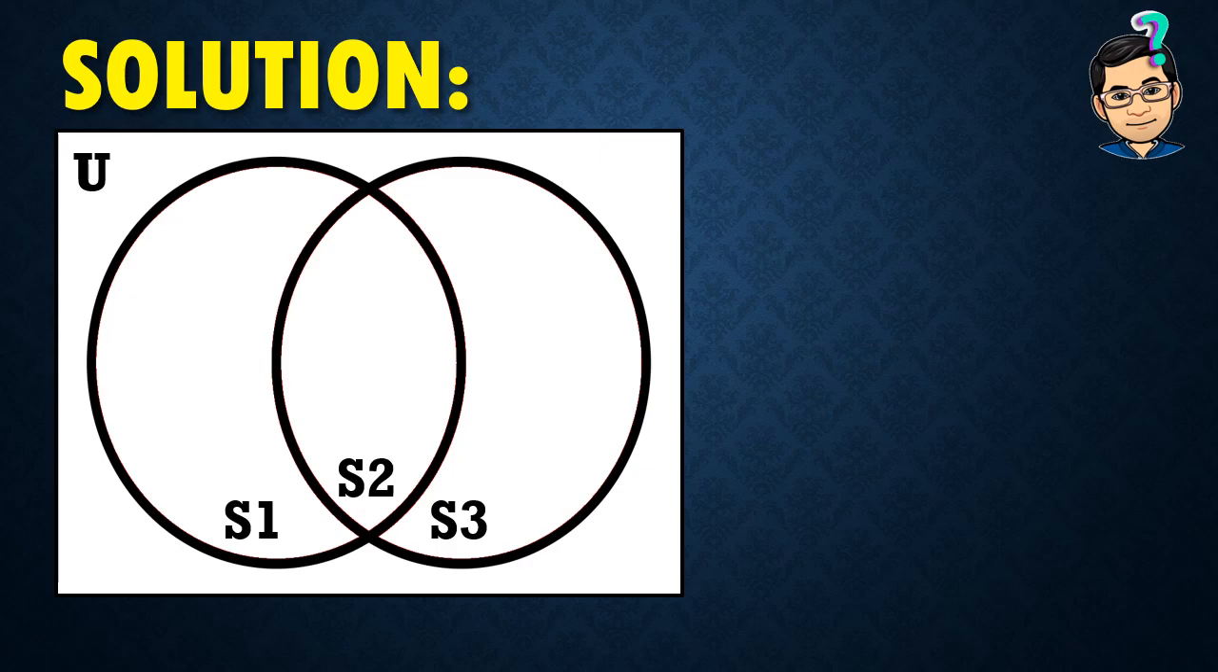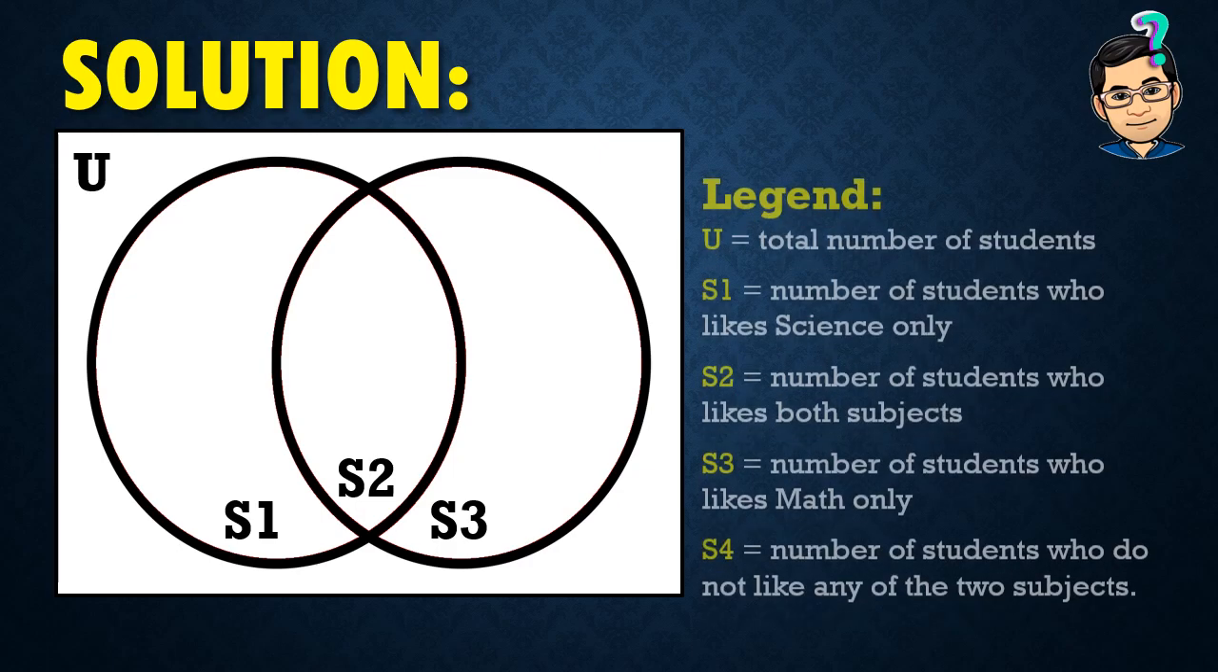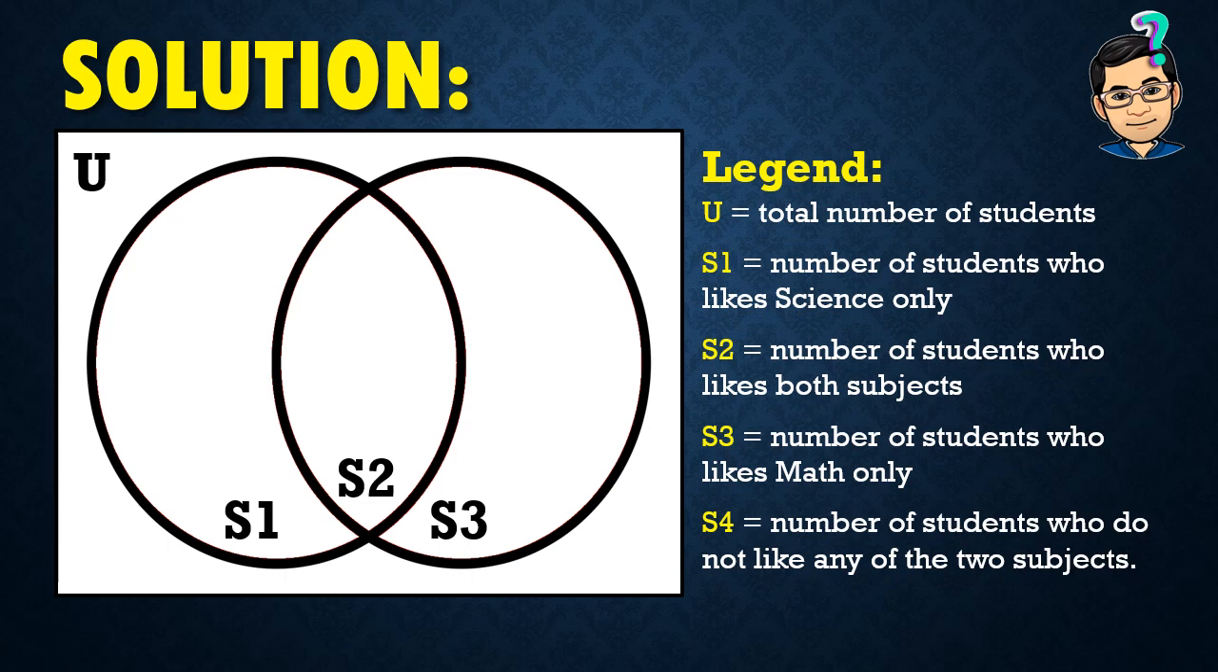Okay. So, para maintindihan nyo ano ba yung S1, S2, S3 na yan, pakita lang natin yung legend. Again, pag sinabi natin U, total number of students or the universal set. So, yung pinaka-total, total population niya. And then, S1 naman, yung portion sa left side, ito yung mga number of students who like science only. Okay, so ito lang yung portion na science lang yung gusto nila. So, hindi nila gusto yung math, hindi rin nila gusto yung parehong subject.